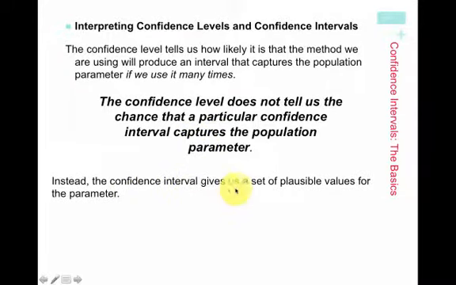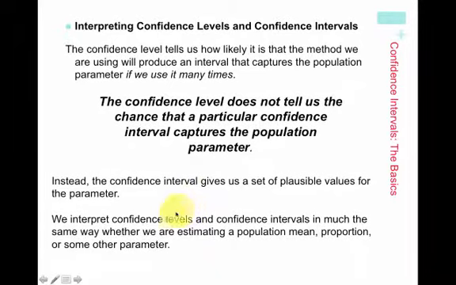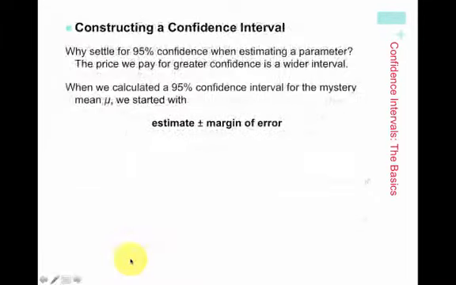The confidence interval gives us a set of plausible values for that parameter. We interpret confidence levels and confidence intervals in much the same way we're estimating the population mean, proportion, or some other parameter. All the same skills that we've been seeing get used over and over and over throughout this chapter.